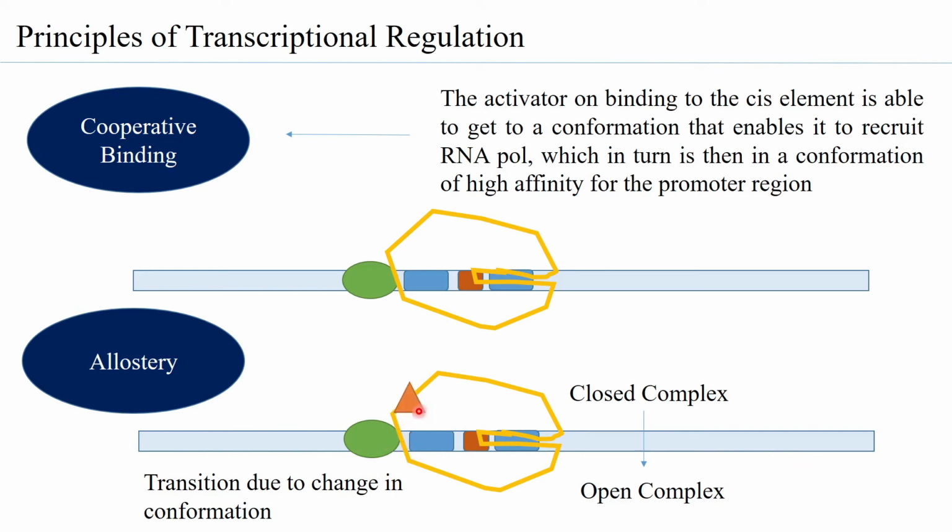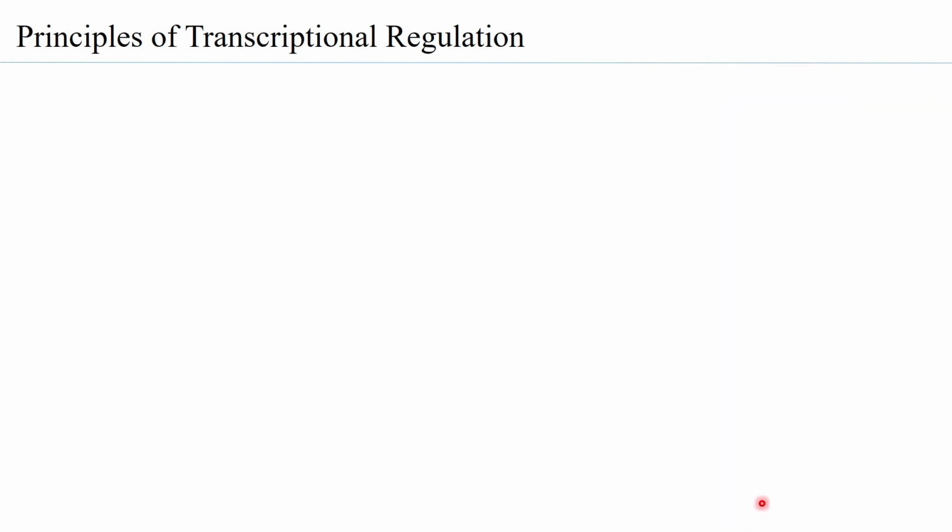Suppose you have, instead of the activator, a repressor coming and binding. Then the repressor will change the conformation of the RNA pol in such a way that it will not allow the transition. It will keep the RNA pol as a closed complex itself. So that is another way of regulation. In this case, when the repressor is bound, it remains as a closed complex, but when the repressor is removed, it can go to open complex. So with the repressor, the transition from closed complex to open complex is not allowed.